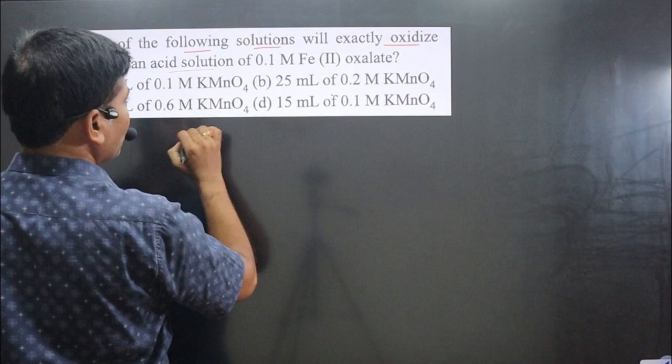So you can see the solution given in option D has the same number of milliequivalents as the salt solution given in the question. As I said in the start, the number of milliequivalents of this solution is equal to the number of milliequivalents of this salt solution. Hence, we can say option D is correct, because this solution can exactly oxidize the salt solution of iron oxalate.